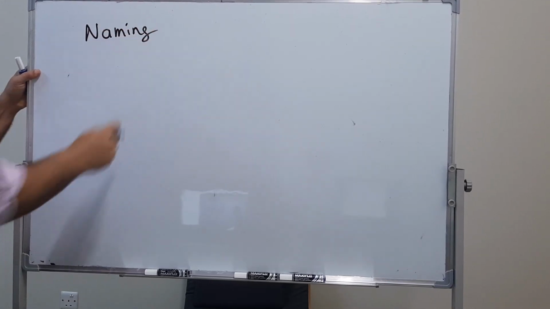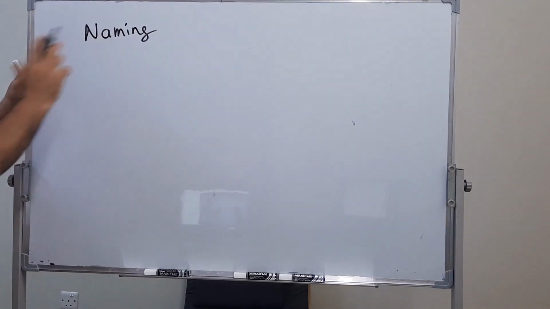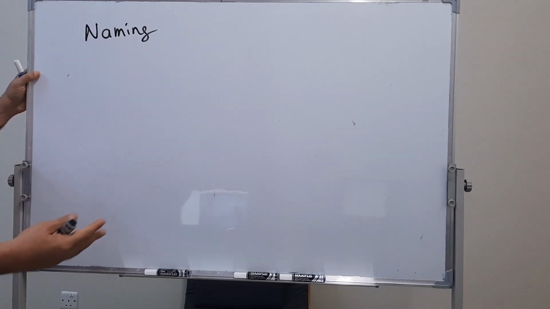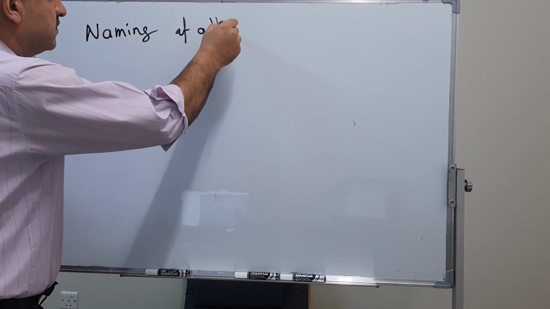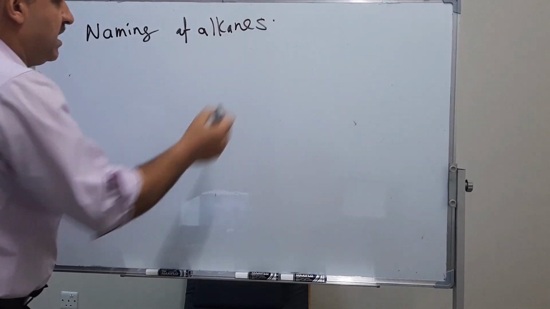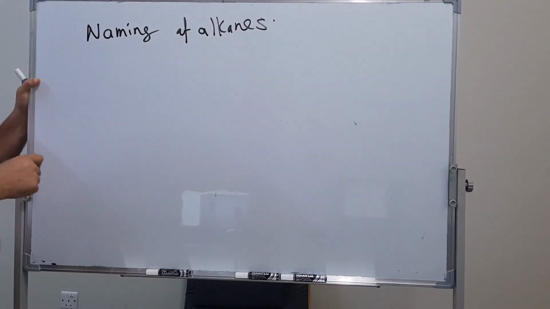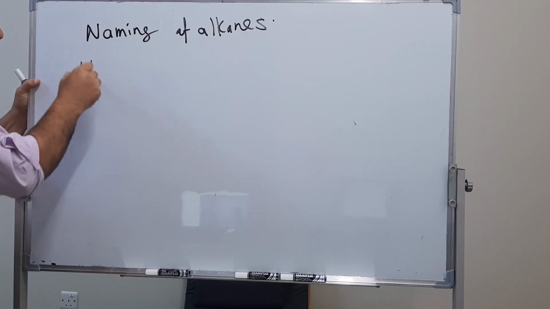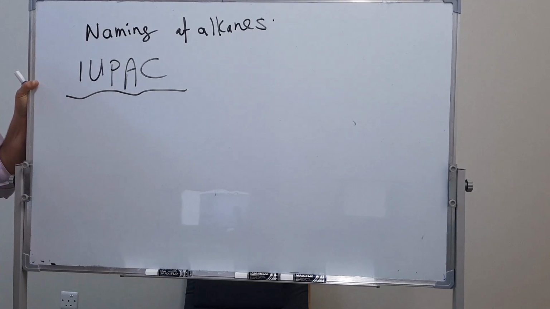Whenever we study, for example, the alcohol functional group, we will always have a section for naming of alcohols. If we study alkenes, we have naming of alkenes, and so on and so forth. Naming of alkanes. The naming of alkanes is based on a scientific community or committee, which we know as IUPAC nomenclature, the community for giving scientific names.